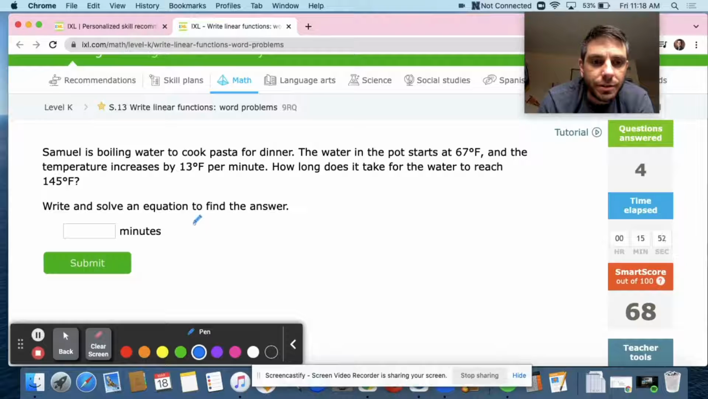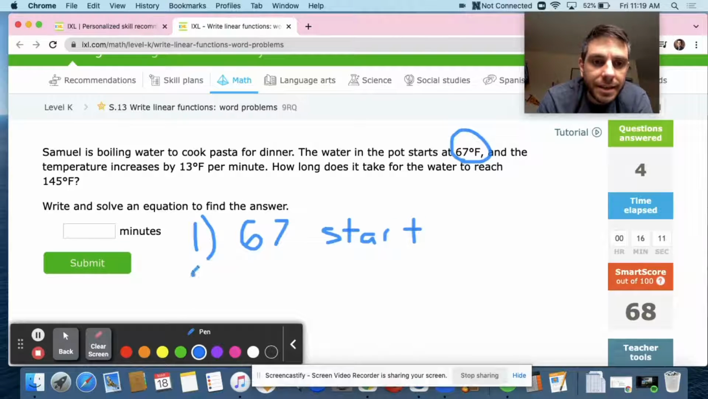All right, so let's look at our three numbers. It says the water in the pot starts at 67 degrees. So 67 degrees is our starting point, our starting number. The second number, it increases by 13 degrees per minute. The word per is a rate word. It increases that much per minute, so that's a rate. 13 is a rate number.